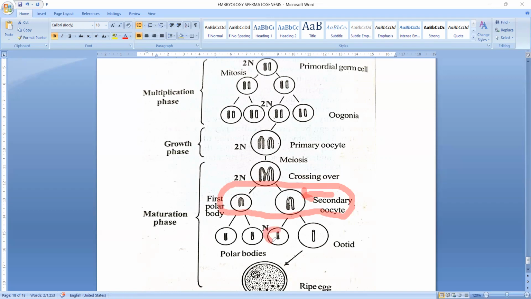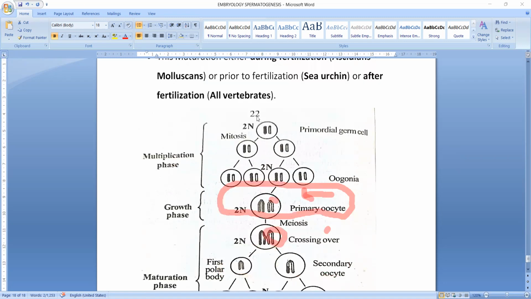To produce a third polocyte or polar body and an ovum. So when the sperm touches like this, the division happens immediately. This is how the ovum and polar body form in vertebrates including human beings. That is how oogenesis takes place in man and other vertebrates.